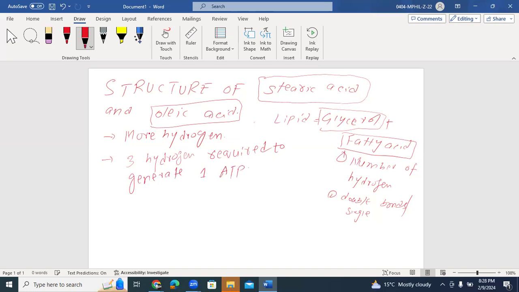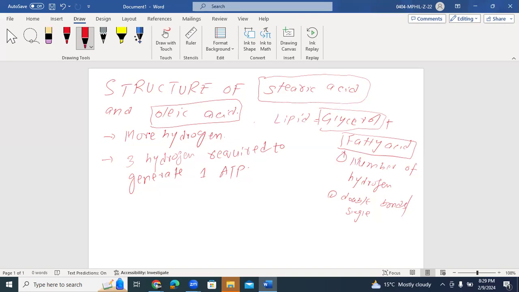It means that if you increase the number of hydrogen in the fatty acid, that will be a specific fatty acid in which the specific number of hydrogen atoms are present. As we are talking about here, the stearic acid and oleic acid, they both have different numbers of hydrogen atoms. So here we have assumed three hydrogens will be required to generate 1 ATP, right?